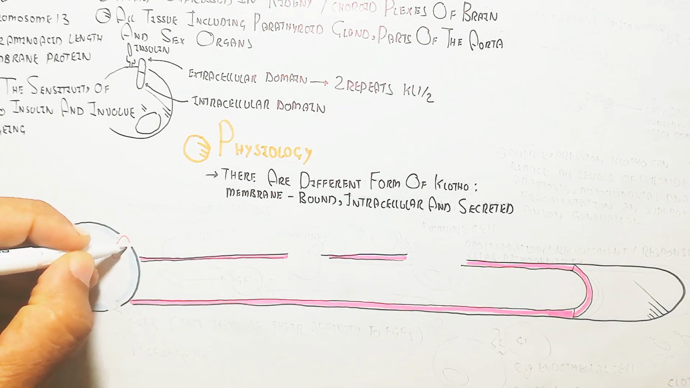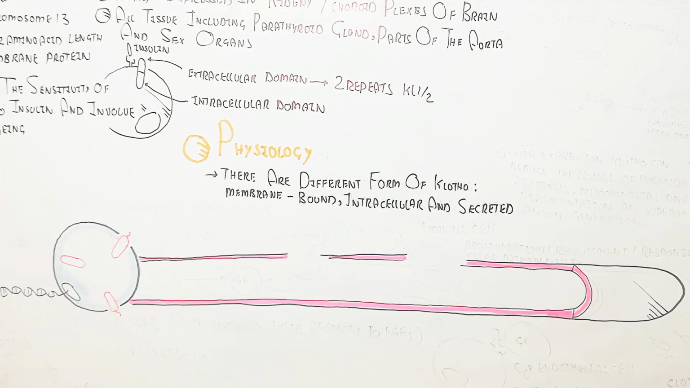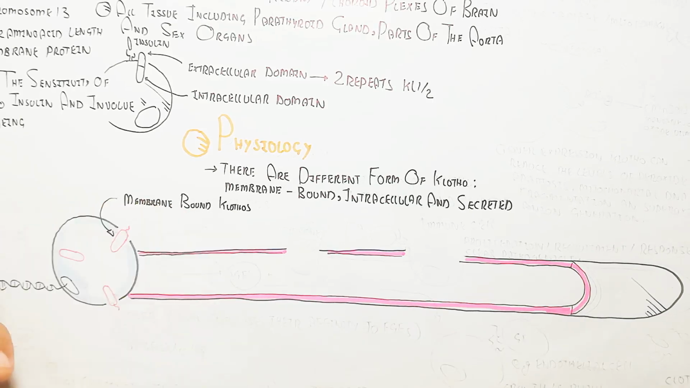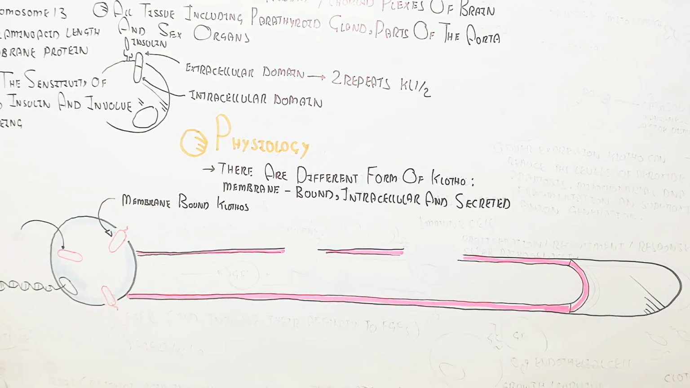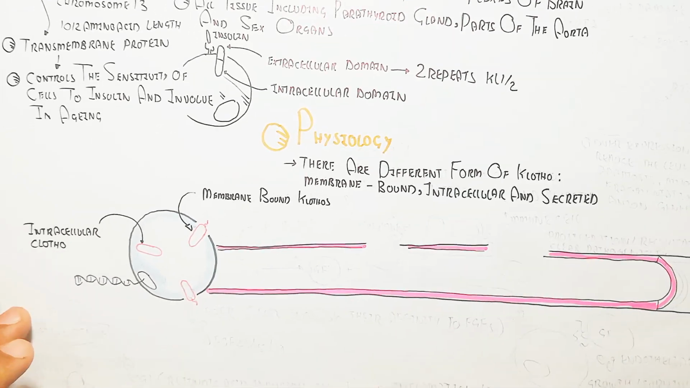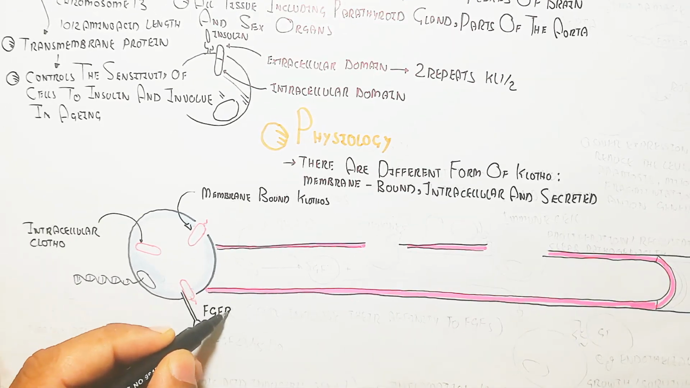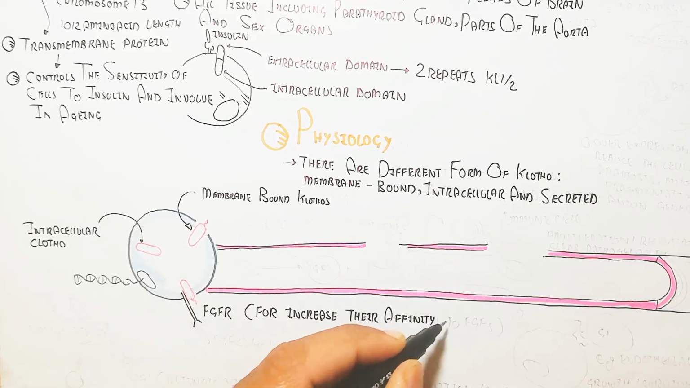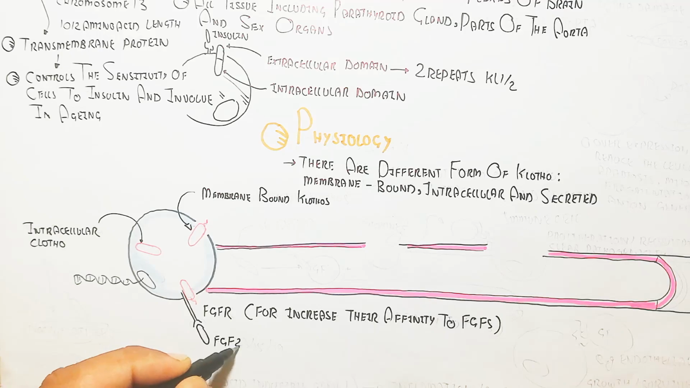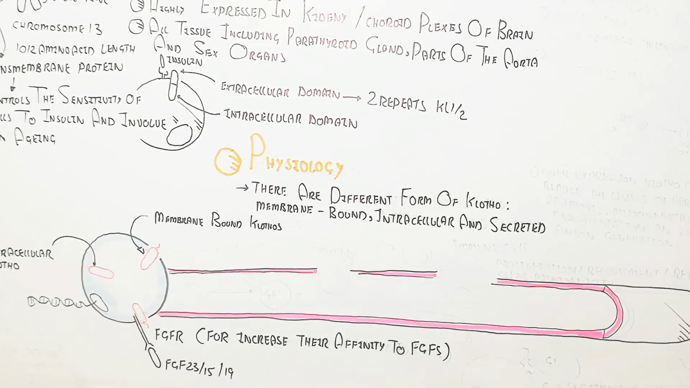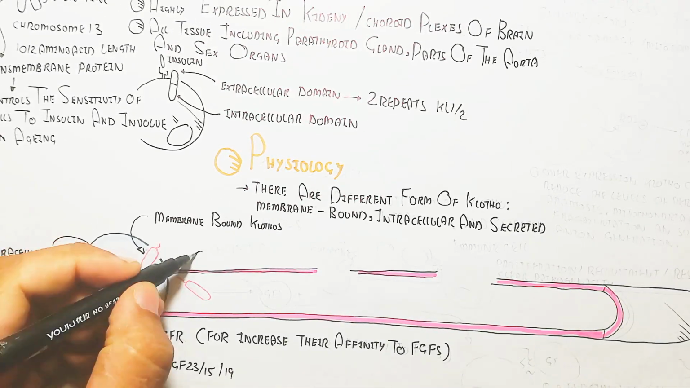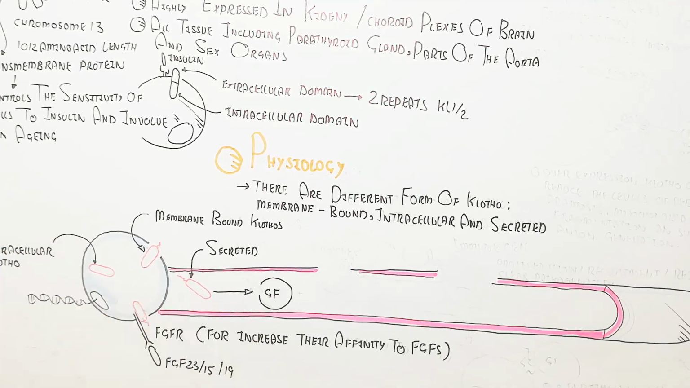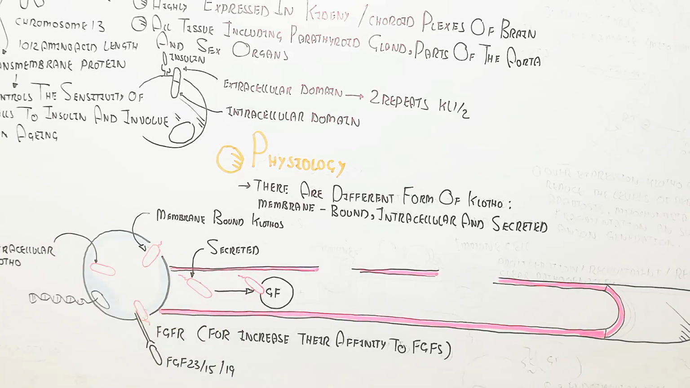So this is the cell and the blood circulatory system. This is the membrane bound Klotho, which remains bound in the cell membrane, while the intracellular Klotho remains inside of the cell. The membrane bound Klotho is an FGF receptor that increases the affinity to FGFs like FGF23, 15 and 19, for regulation of phosphate by FGF23. But we will understand the FGF23 relation in the next video.